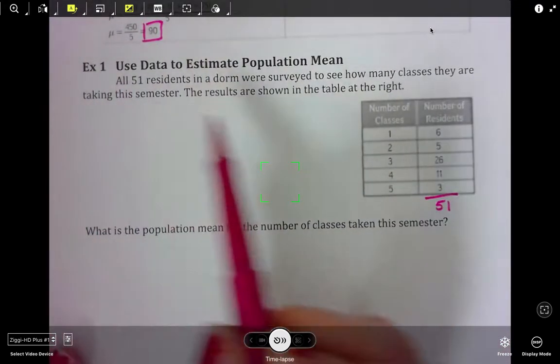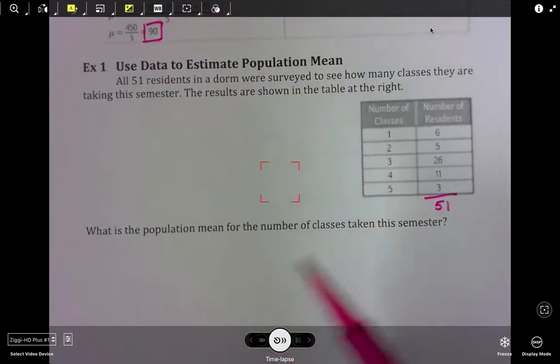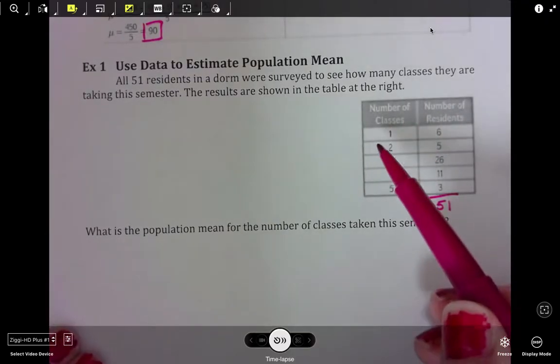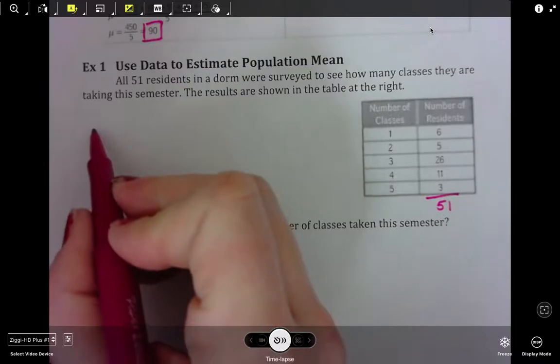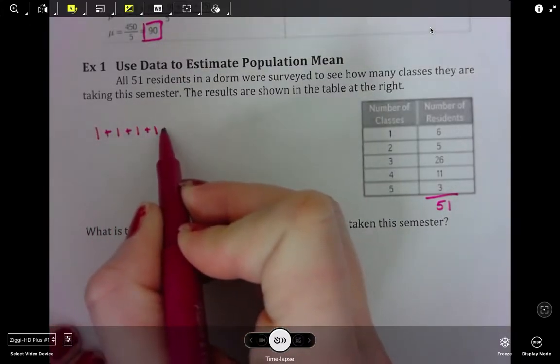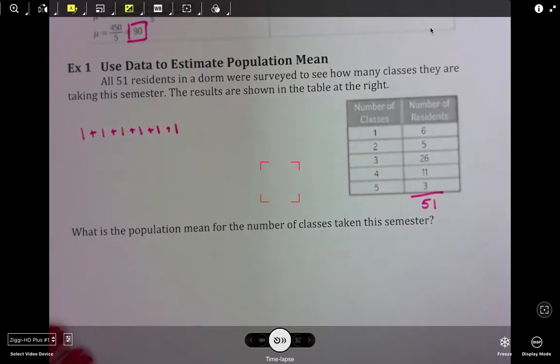Okay. I'm going to write this information up here. Don't write this down yet, because I'm going to show you an easier way of doing this. But what this is saying right here is that 6 students are taking 1 class. Then I have 1 class plus 1 class plus 1 class plus 1 class plus 1 class plus 1 class. Again, don't write this down because I'm going to show you an easier way of doing this. Okay, that's 6 students taking 1 class.